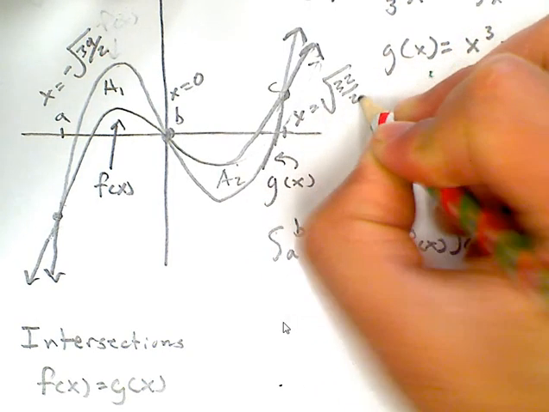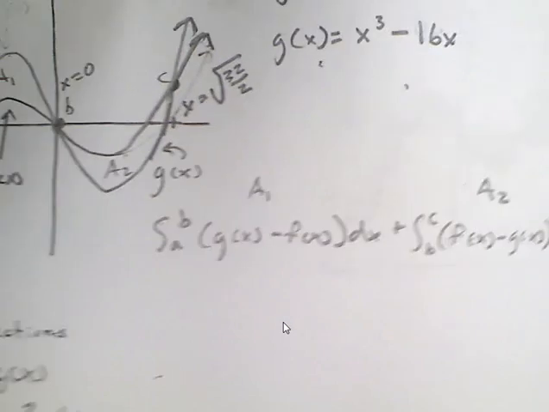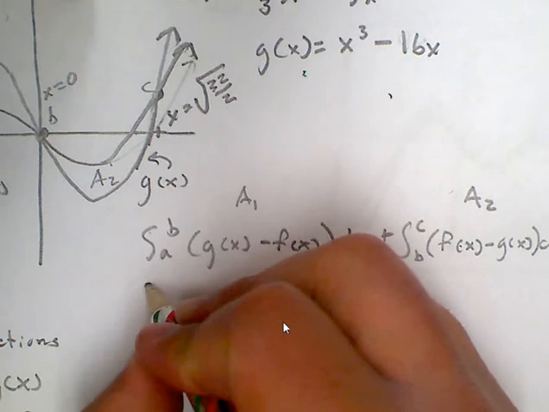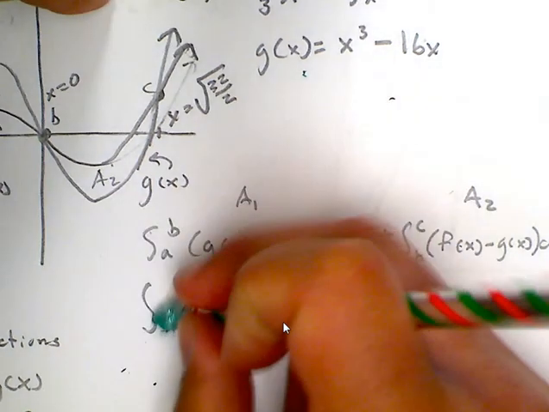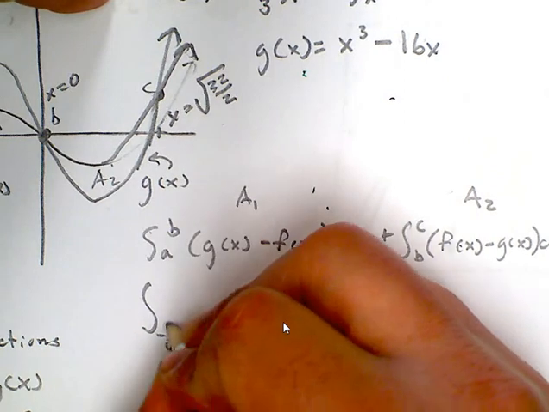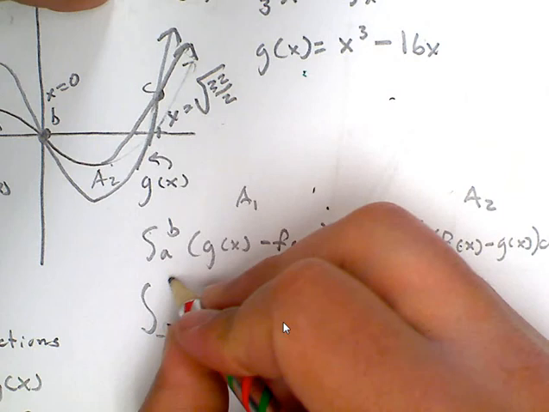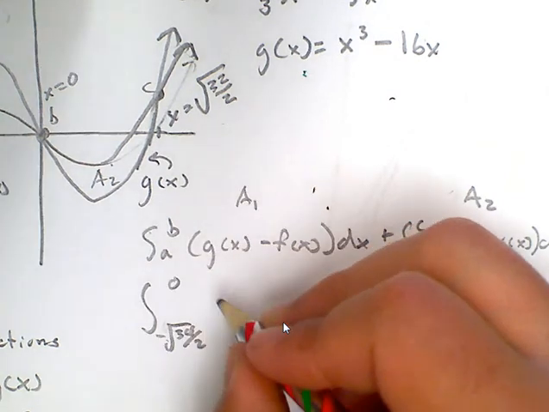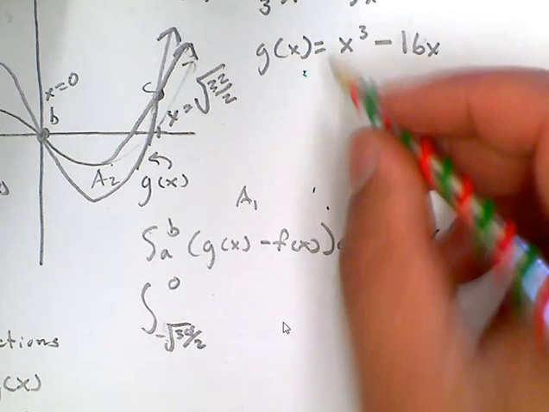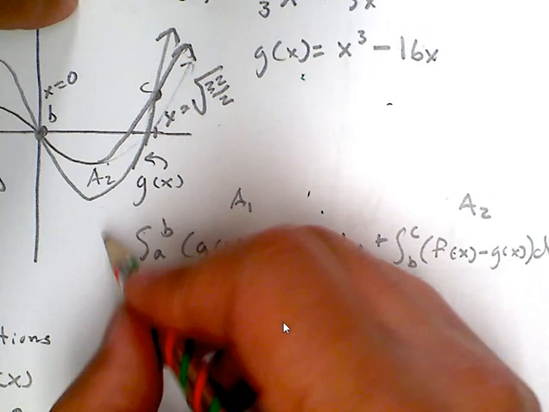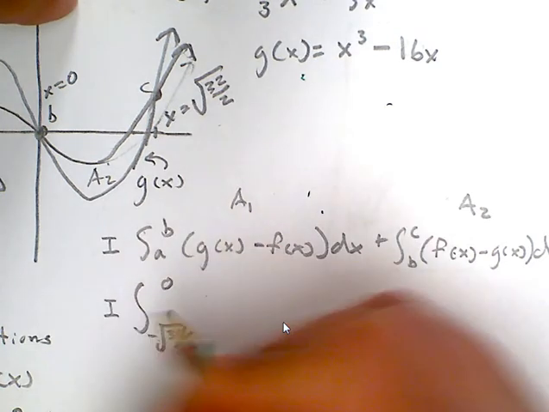So there we go. Now we can go ahead and work out our integrals, and I can actually use the square roots. Alright, instead of a, I've got negative square root of 39/2. Okay, and b is 0, and you've got g of x minus f of x. So I'm going to work out this one only first. So I'm going to work this one out right here.